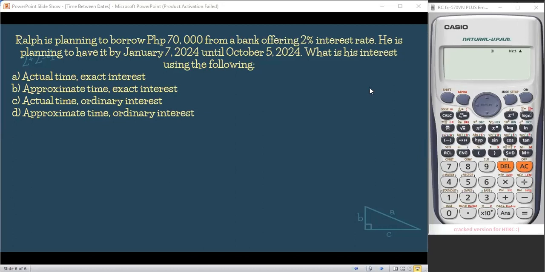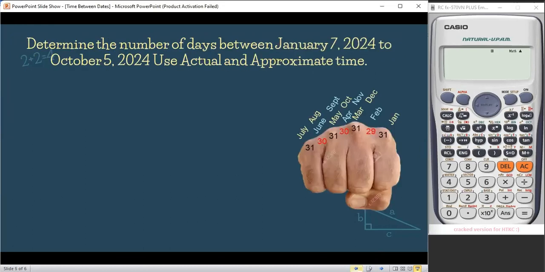So first things first, we have time in between dates, meaning to say, we first need to identify the actual time and the approximate time that we have in order for us to get the exact and ordinary interest afterwards. So that is what we will do first. First is to determine the number of days between January 7, 2024 to October 5, 2024 using the actual and approximate time. And again, we're using our knuckles.